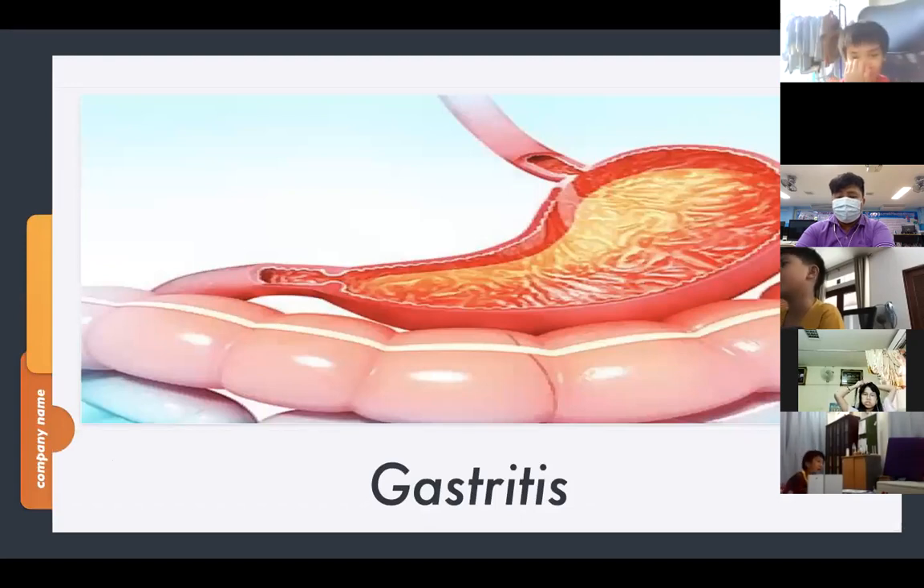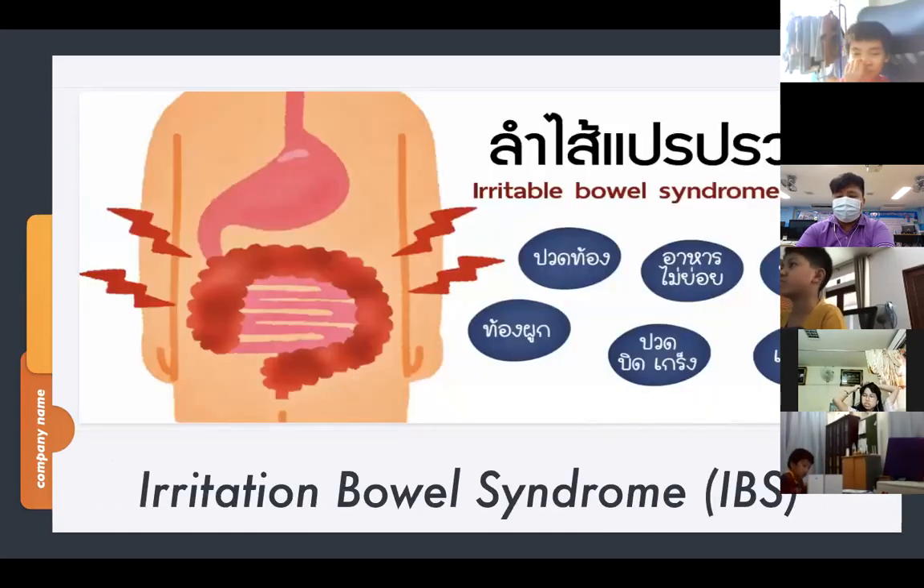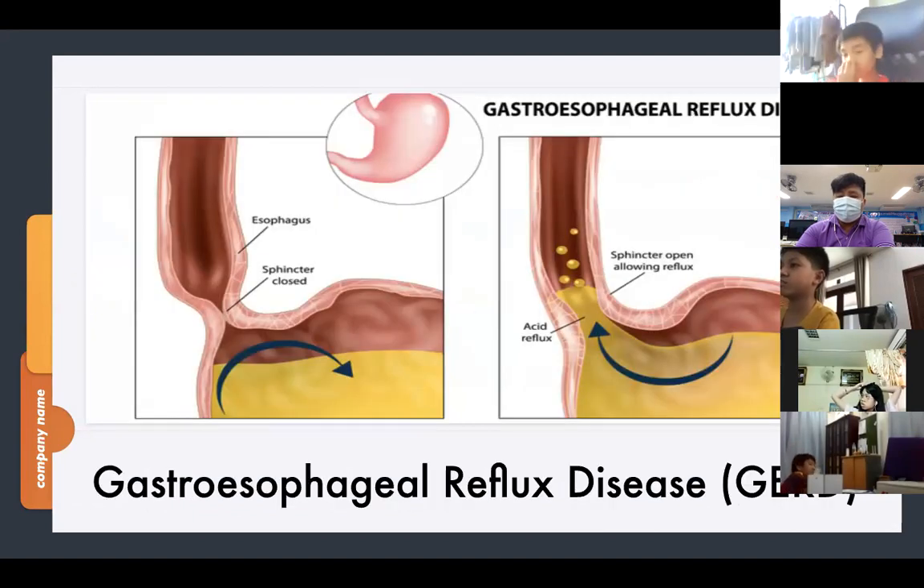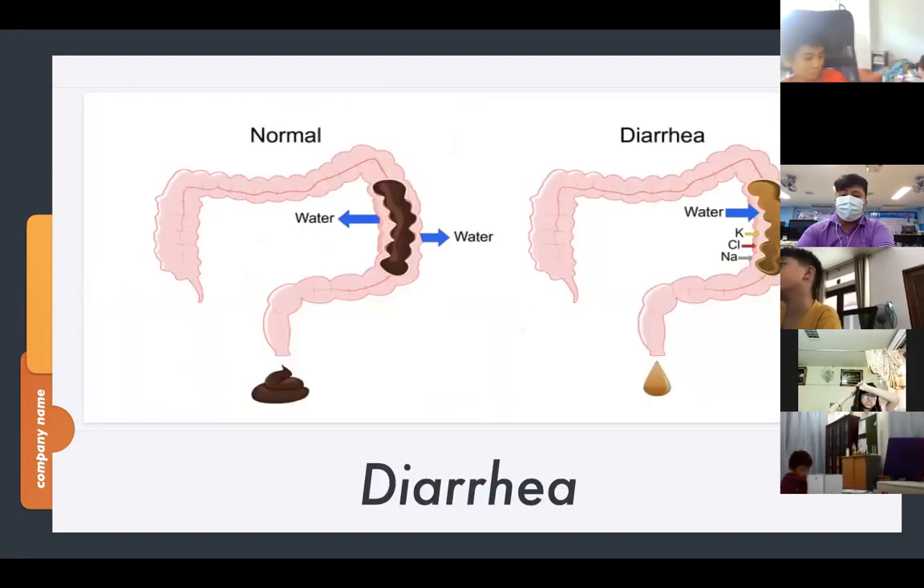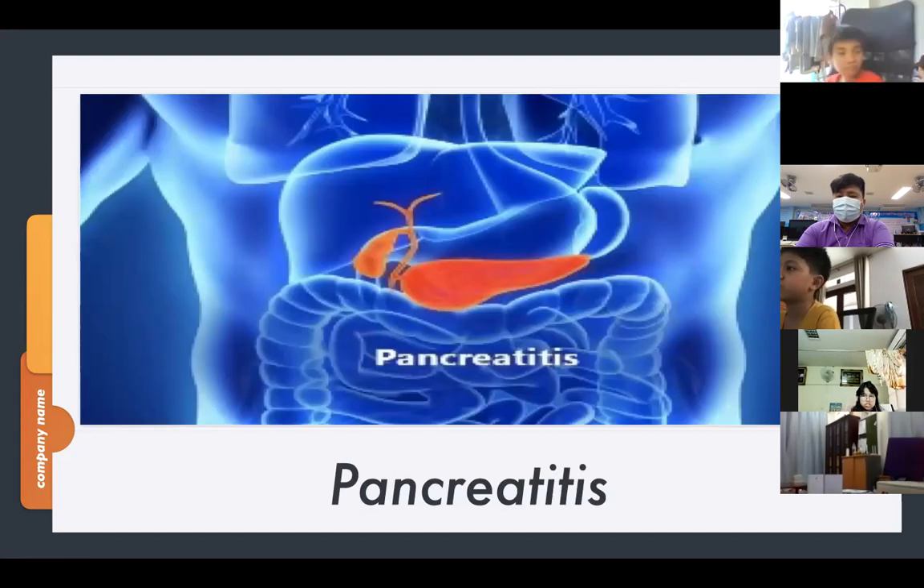The first one is gastritis. The gases are coming out. Irritable bowel syndrome, IBS. The next one, gastroesophageal reflux disease. Hydrochloric acid is going out and it makes you puke. And diarrhea is the watery type of feces, or poo-poo, water. And the poop doesn't come out correctly.